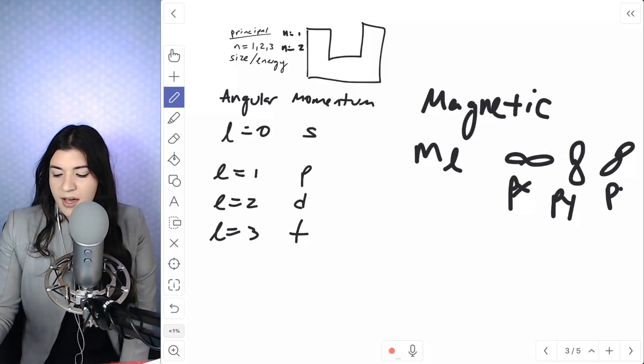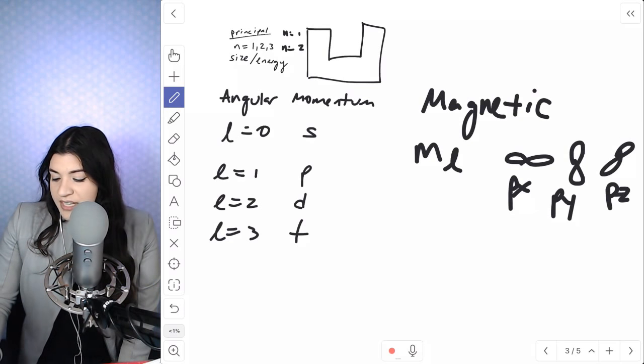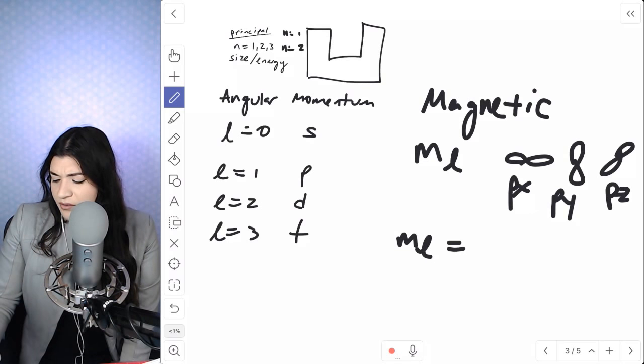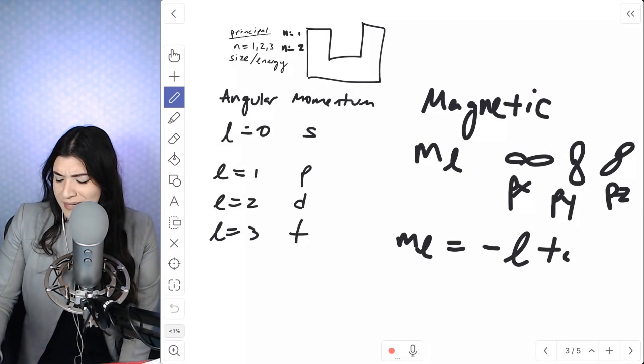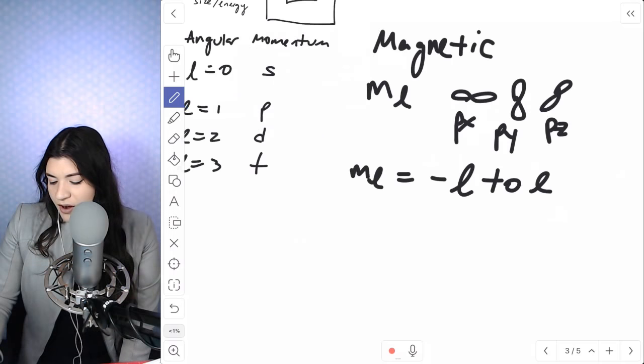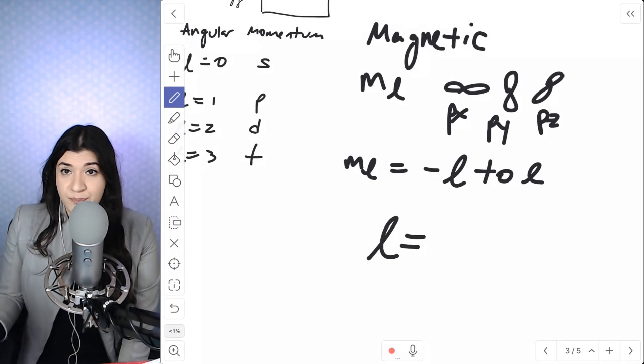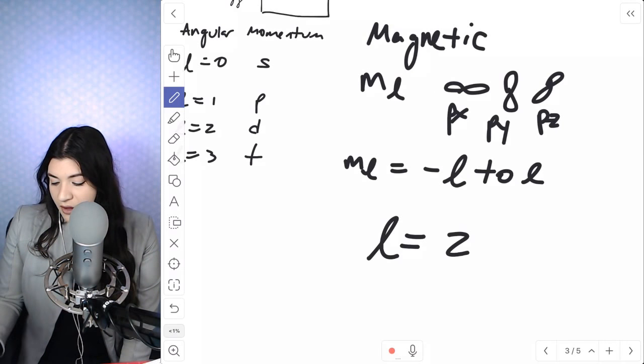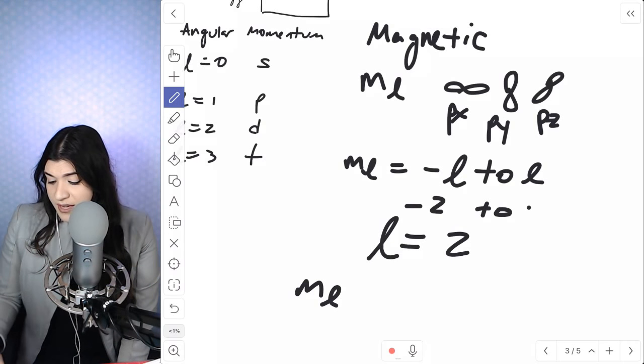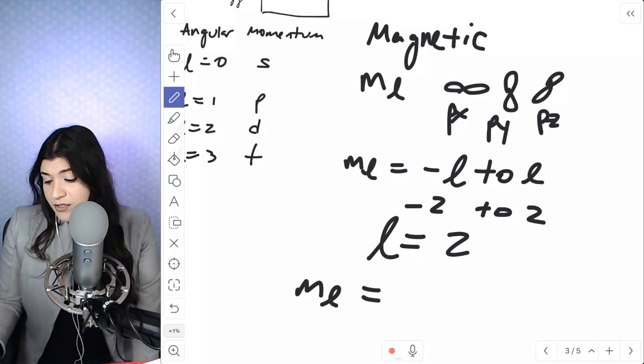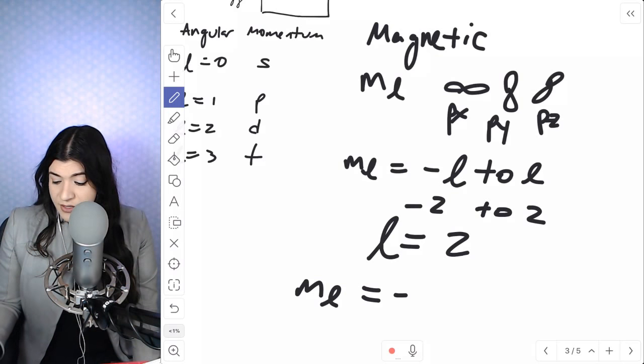The main thing that you have to focus on is just the fact that M sub L is going to equal negative L to positive L. What this means is, let's say if we found that our L was 2, okay, then M sub L has to be between -2 to +2. So then I'll place all the numbers in between. So this has the possibility of being -2, -1, 0, 1, and 2.